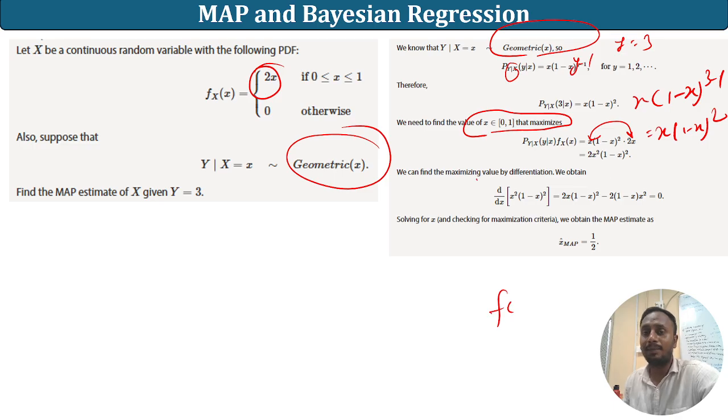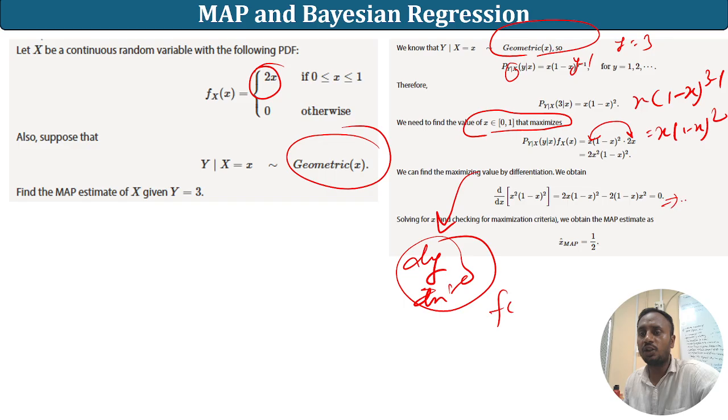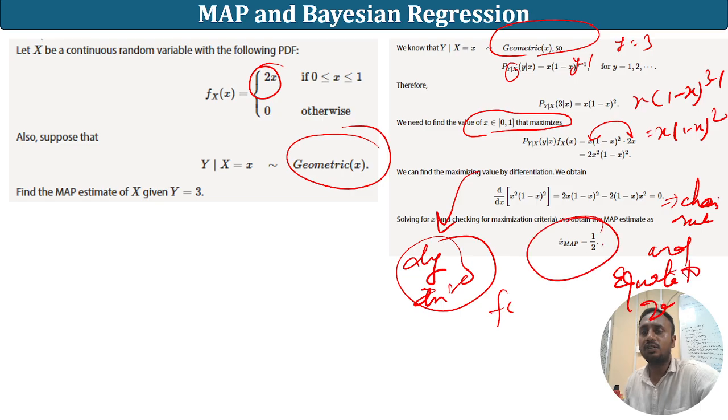Now to get the maximization or minimization, we have to do dy by dx equal to 0. It's a general term we have to do. So dy by dx of x square (1 minus x) square. Now if we apply the chain rule and equate to 0, we'll get x of MAP equal to half. It's simple algebra, and then we can get the result for the x MAP.